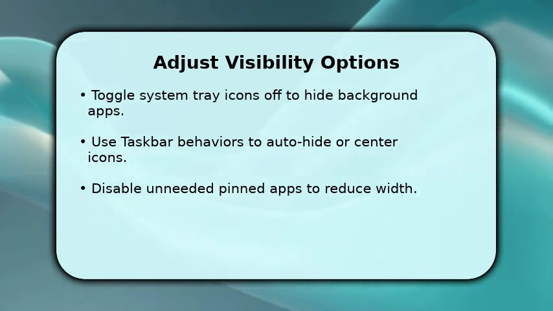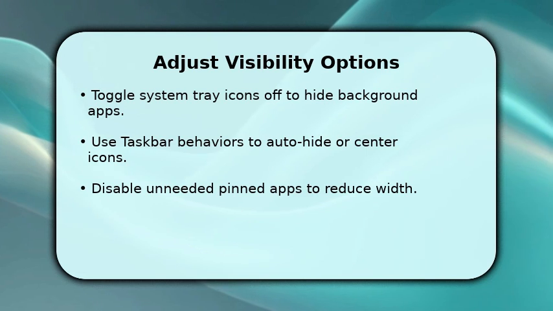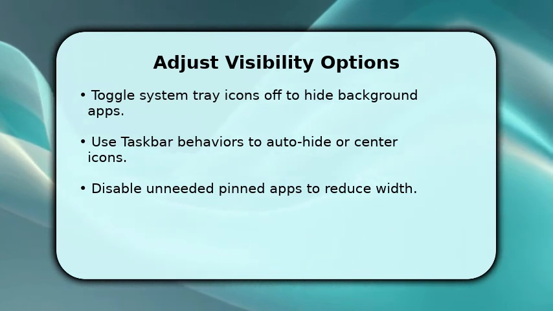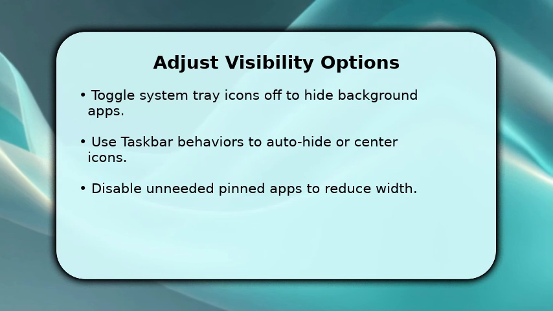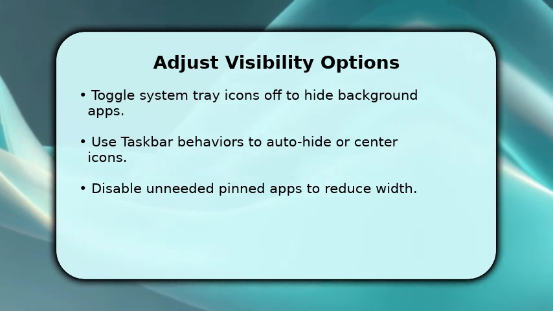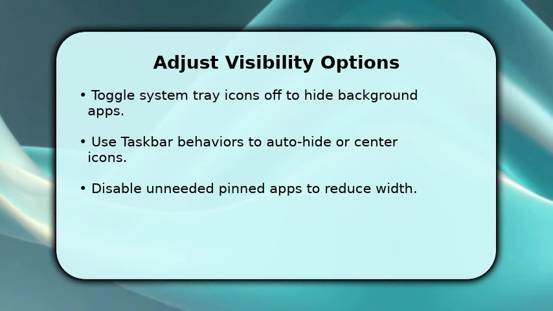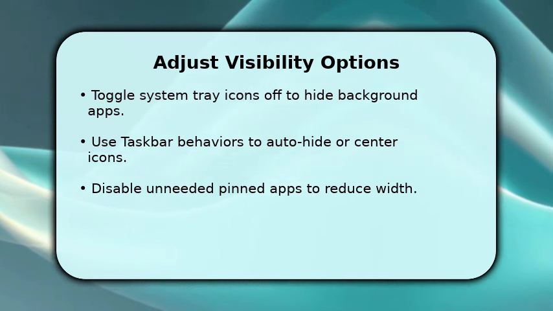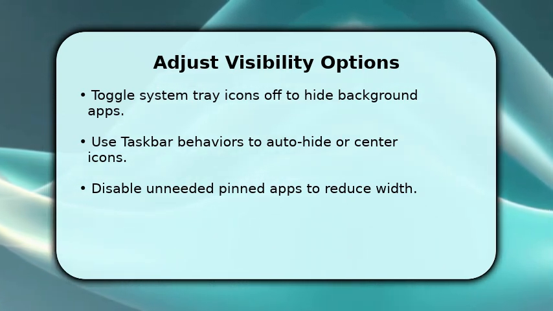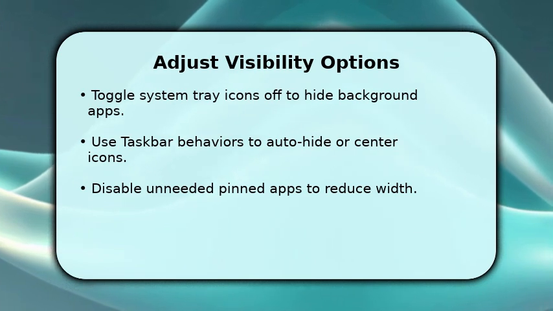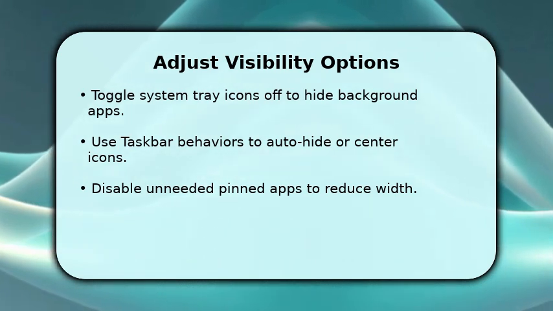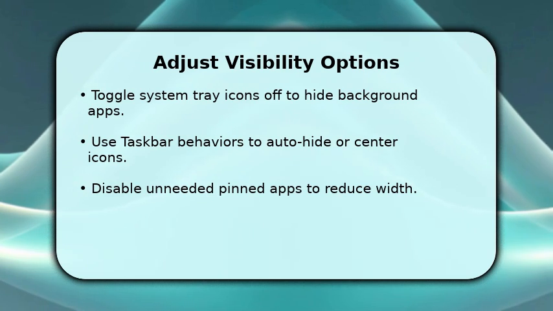Next, open Taskbar Behaviors and enable auto-hide to reveal the bar only when needed. This keeps windows unobstructed. Then remove pins for apps you rarely use to shrink the taskbar footprint. These middle steps control how and when the bar appears, so you balance accessibility with a cleaner workspace and fewer accidental clicks. You finish by testing.